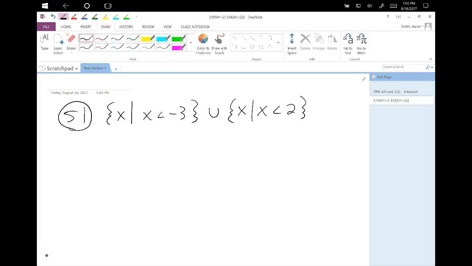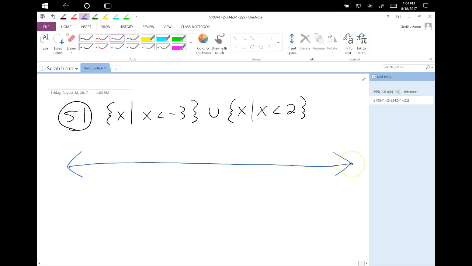Number 51 wants us to graph this set. So we have the set of all x such that x is less than negative 3, union the set of all x such that x is less than 2. So what we're going to do is draw our number line, and I'm just going to put down any numbers that I see. The numbers that I see are negative 3 and 2.